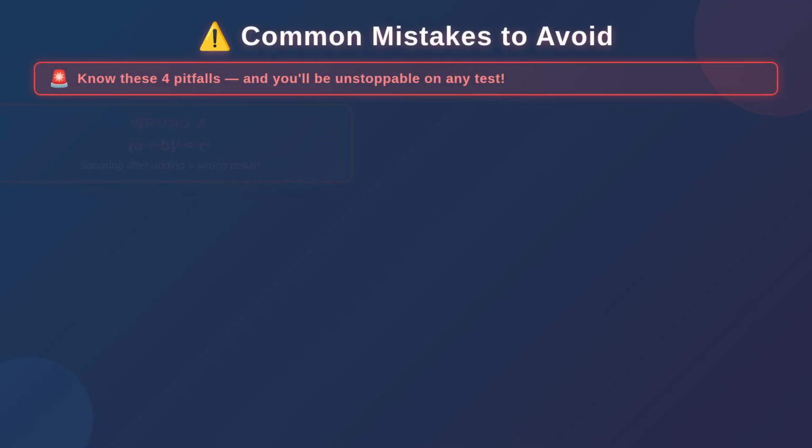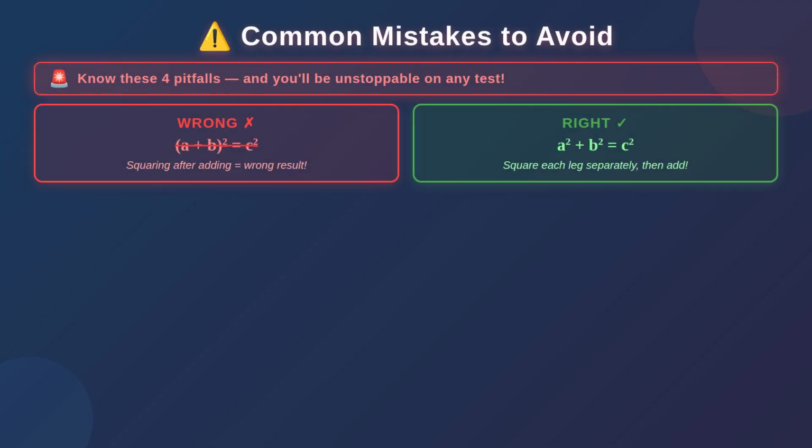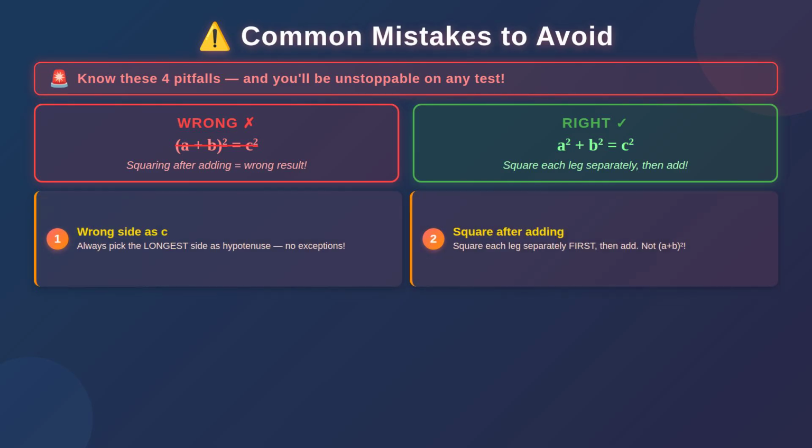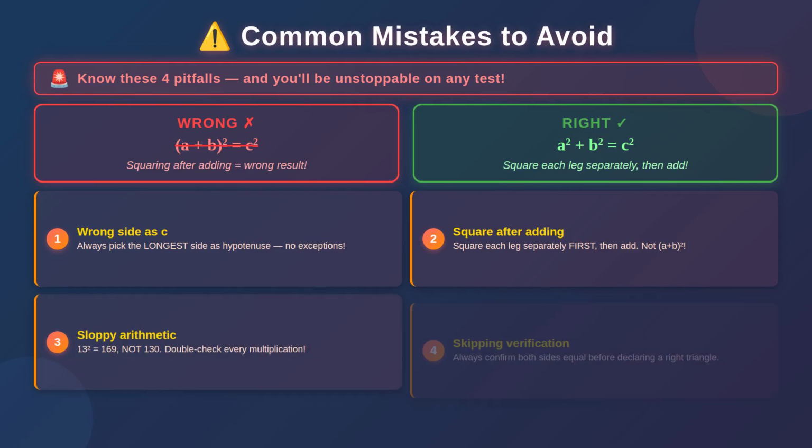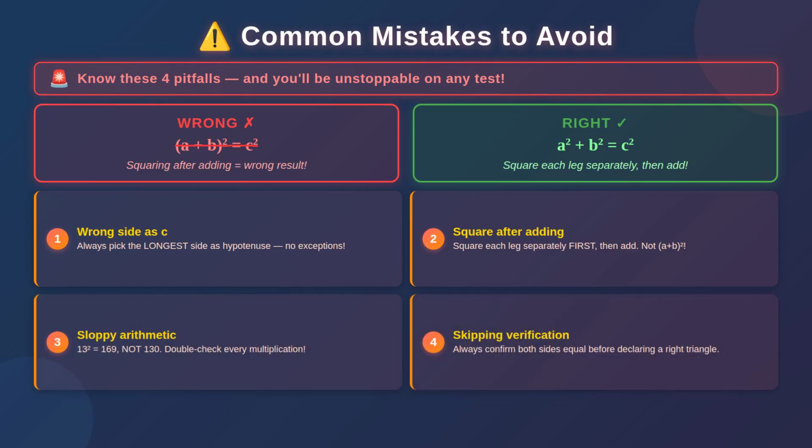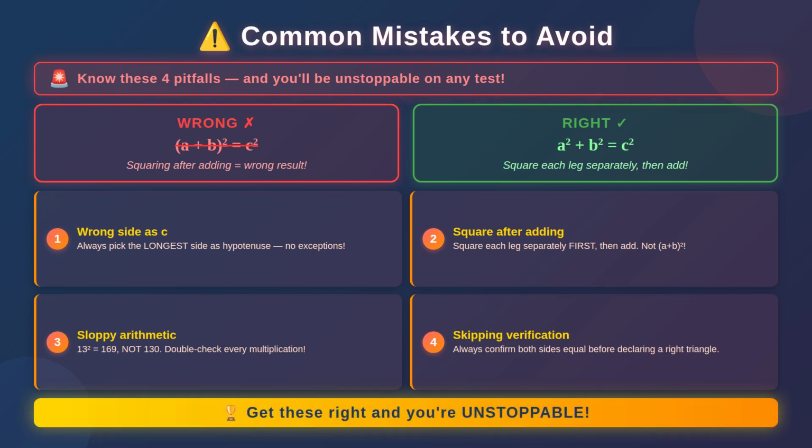Before you go ace that test, let's talk about the most common mistakes students make. Mistake number 1, using the wrong side as C. Always choose the longest side as your hypotenuse. No exceptions. Mistake number 2, squaring after adding instead of before. You must square each leg separately, then add. Don't add them first. That's a totally different number.